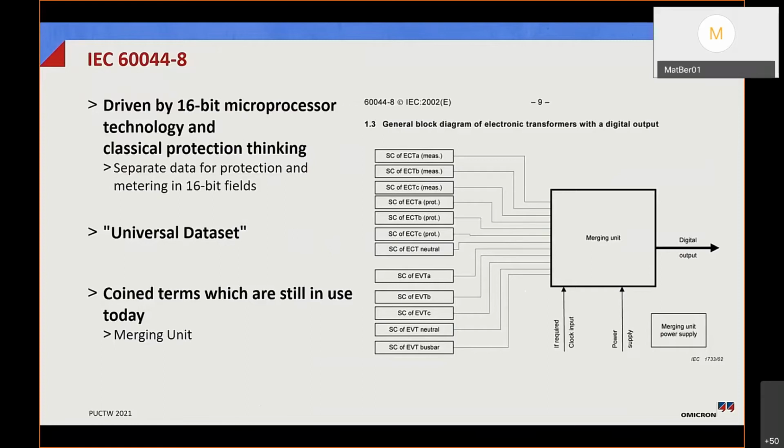But there were some things that survived this very early standard. For instance, the term the dataset. This is this collection of data that you send out from the merging unit to the relay. And also another term was coined already here, the term of the merging unit. You see here a snippet out of the standard where we have this box taking in the sensor signals and creating the digital output, which is the merging unit.